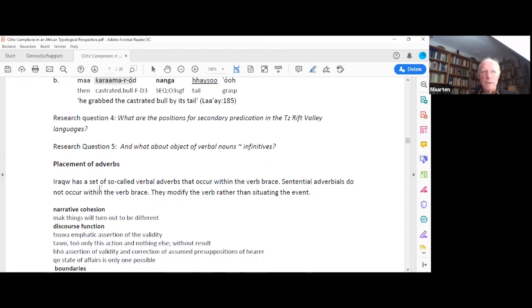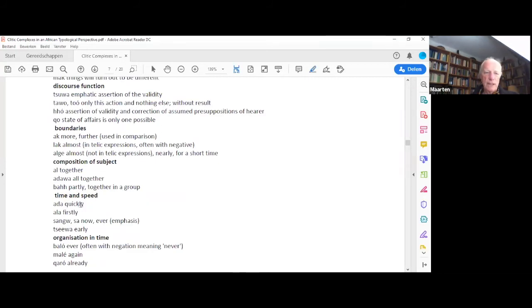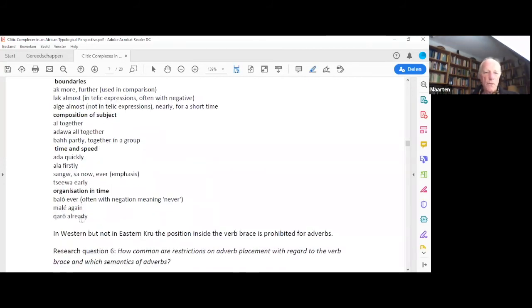We remember, what was it? Tikar, which had a number of adverbs that had to be in the brace between the clitic complex and the verb. We also have that for Iraku. Mak, things that turn out to be different in Veronian. Tsuwa, very true. Tawo, without result. Ho, absolutely true, even if you think otherwise. Ko, just emphasis. So these are quite similar to the set of adverbs that the Tikar would allow and would require to be in a verbal brace. This is the same for Iraku.